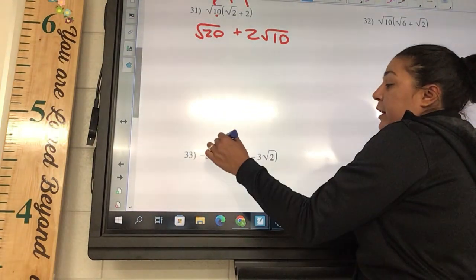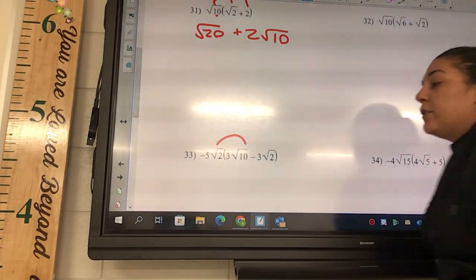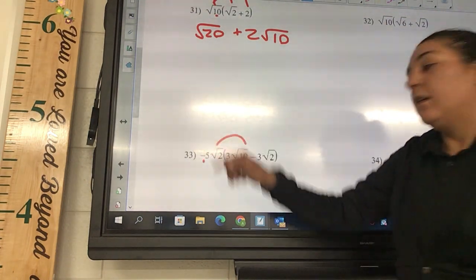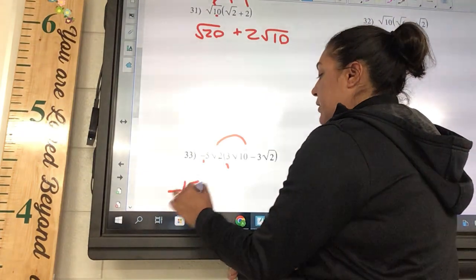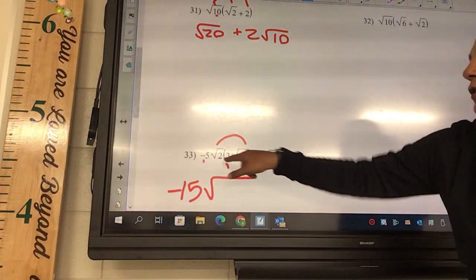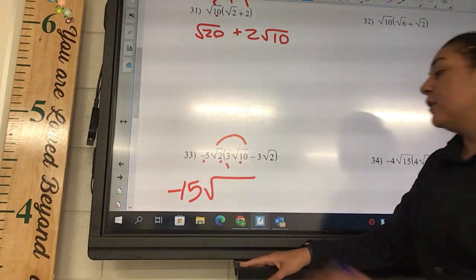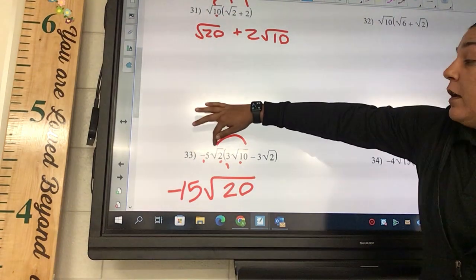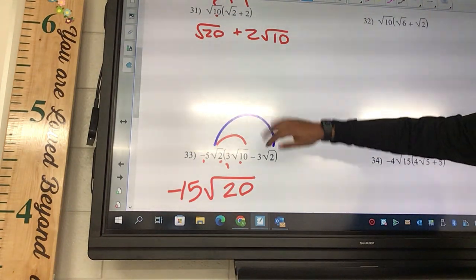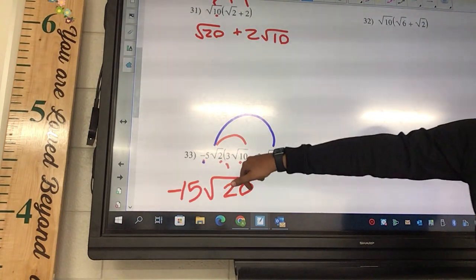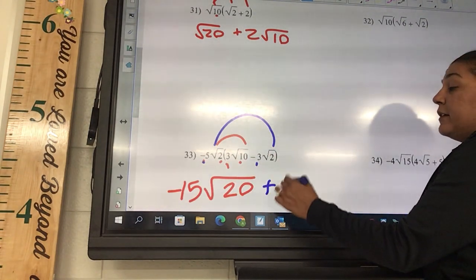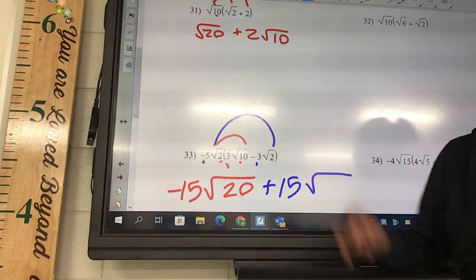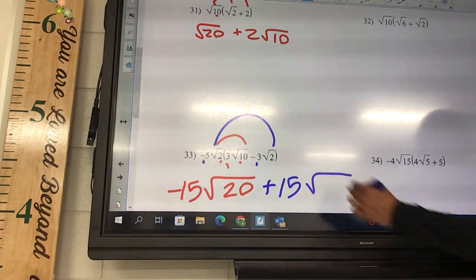Okay, for 33, it's about the same. So you're going to multiply these two. So it's going to be -5 times 3, -15, square root of 2 times 10, 20. And then this one times this one. So -5 times 3 times -3 is going to be positive 15. Square root of 2 times 2 is going to be 4.